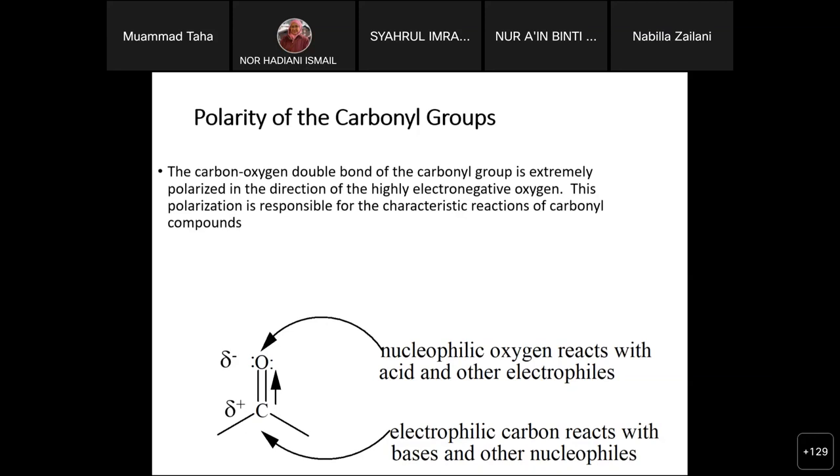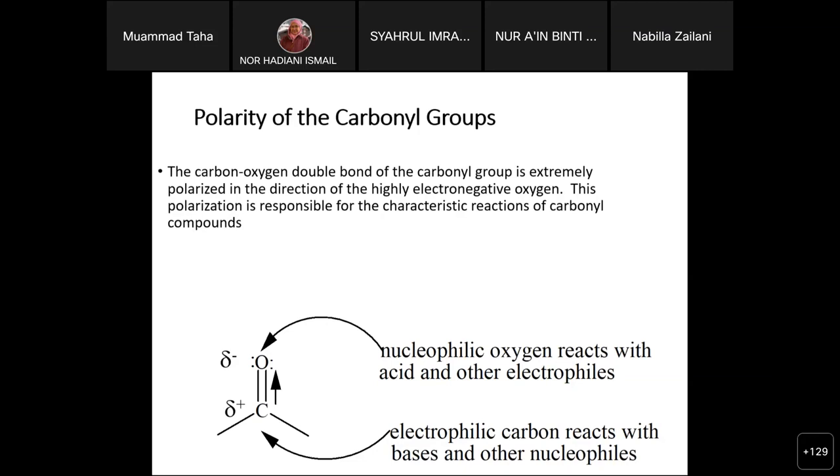So carbon, just for imagination, is considered to get a slightly positive charge, and in the case of oxygen, which takes the electron cloud towards itself, it gets a slightly negative charge. So this makes them polarized. It means two poles are created, positive and negative. Now they are a good center for the reactions.